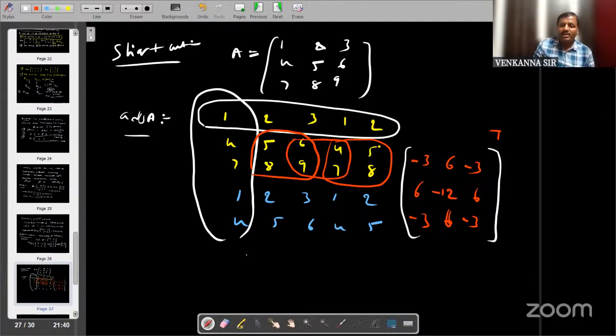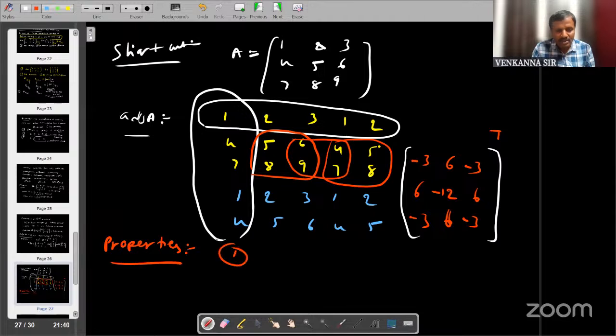Okay, generally they don't ask the adjoint of 3 by 3. 2 by 2 adjoint only, frequently they are asking. Even if they are asking adjoint of 3 by 3, learn this shortcut. This is very much useful for you. Right, coming to properties of adjoint of the matrix. Very, very important properties.